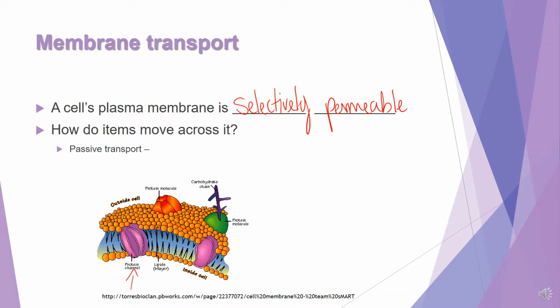There are two major types of membrane transport. We have passive transport and active transport. The major difference between these two is passive transport does not require any energy, so no ATP is needed to move molecules inside or outside the cell. In active transport, ATP is needed to actually move the molecules inside or outside the cell.